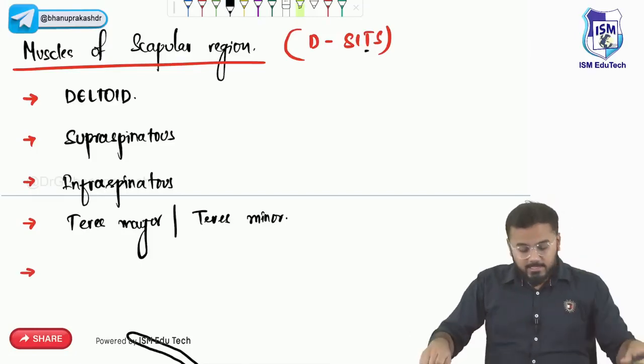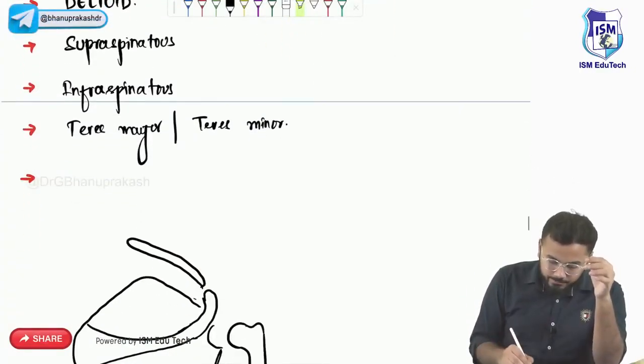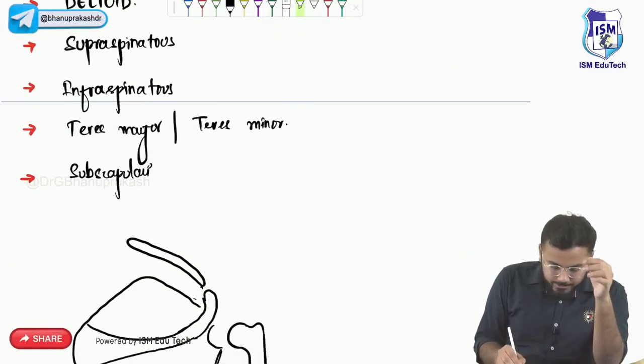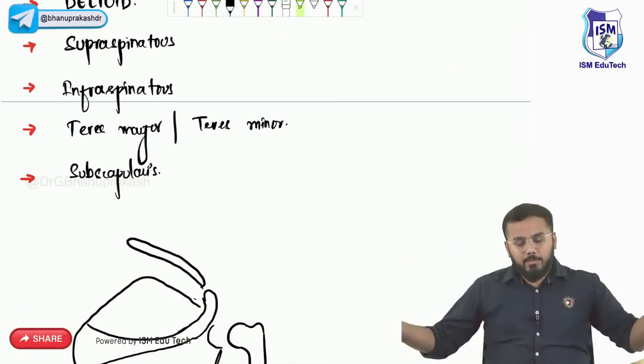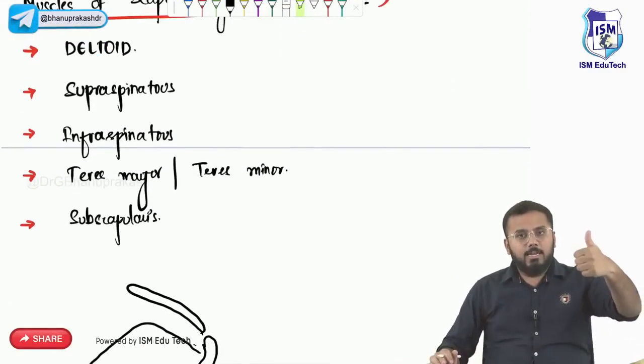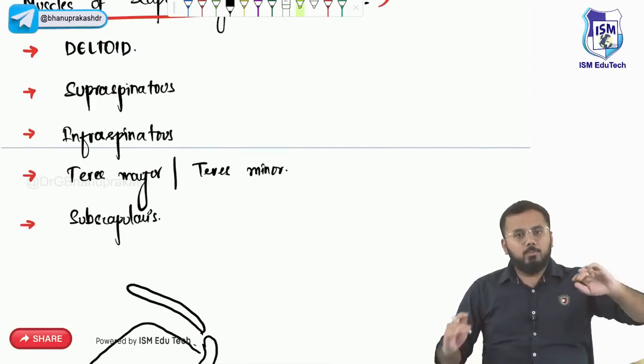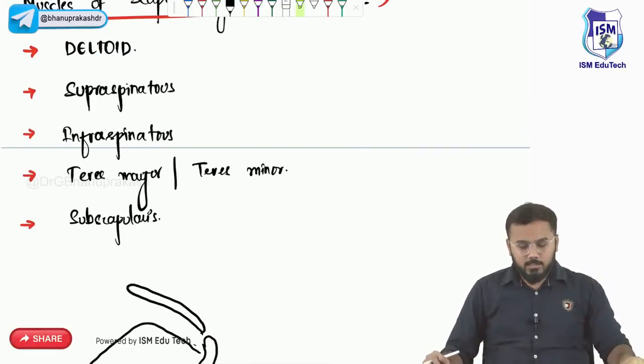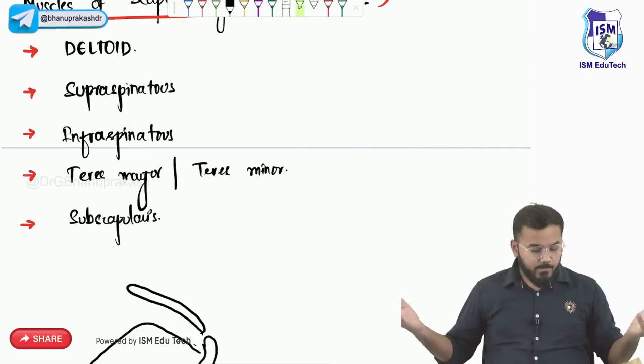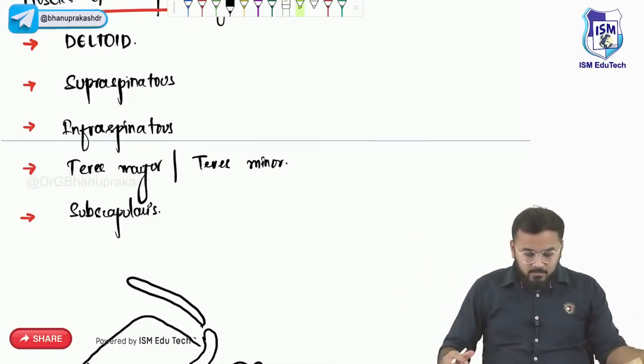And finally, what does the last S stand for? You told me there is some forgotten muscle here. What is that? Subscapularis. So, very easy to remember. Just five muscles. Deltoid, above the spine, below the spine, subscapularis, teres major and minor. Okay? Teres major and minor.